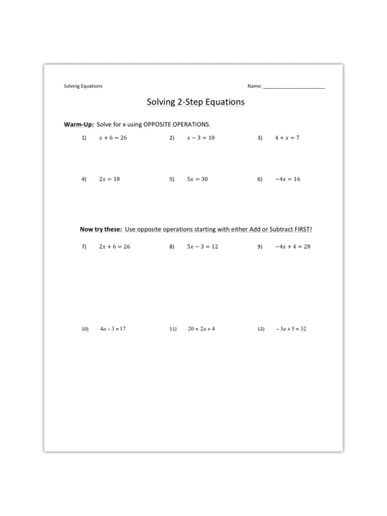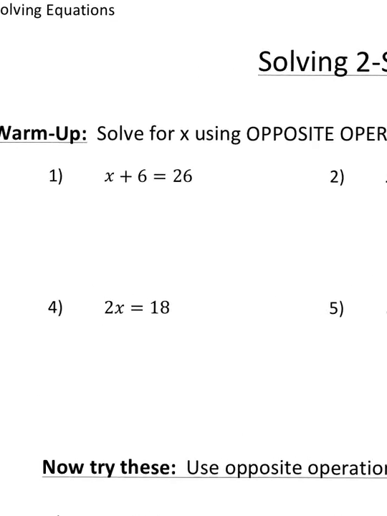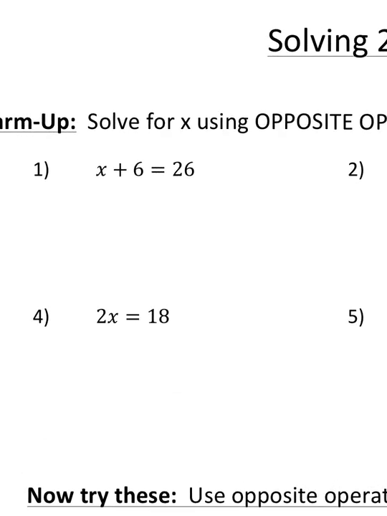So we're going to warm up by solving some one-step equations first, and we have to remember that whatever we do to one side, we have to do to the other. So I see x plus 6, so that means I'm going to subtract 6 on the left and subtract 6 on the right. And that will leave me with just x on the left and 20 on the right.